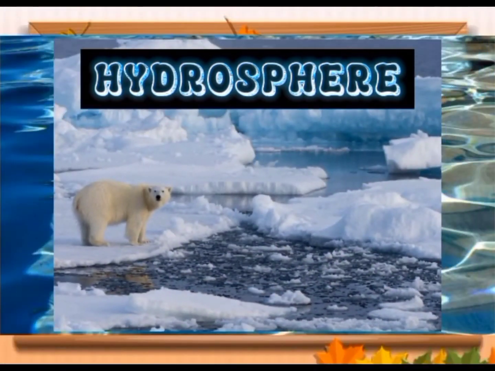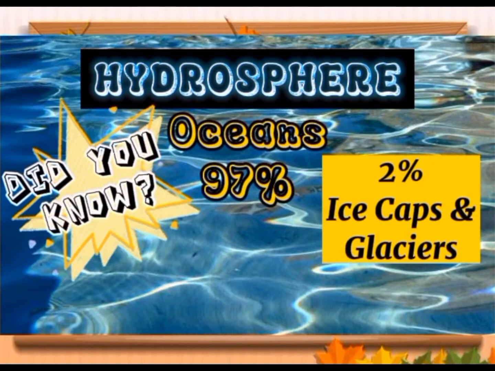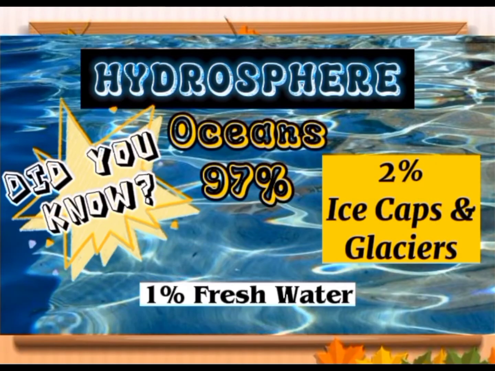Ice caps and glaciers are seen in the North Pole and South Pole, and only about 1% is available as fresh water, such as in rivers, lakes, streams, and as groundwater for human use.